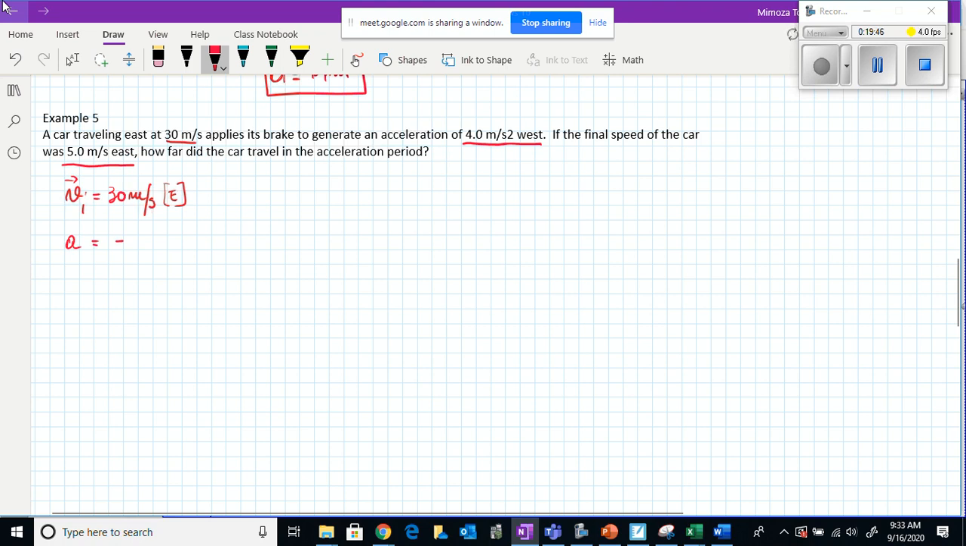In the chat, please: is the acceleration positive or is it negative? Decelerating. Okay, so the object is decelerating, so it's negative. It's negative 4.0 meters per second squared. How do we know this? Because we see that the final velocity is 5.0 meters per second going east. Okay, and what we are looking for is the distance that the object is traveling.